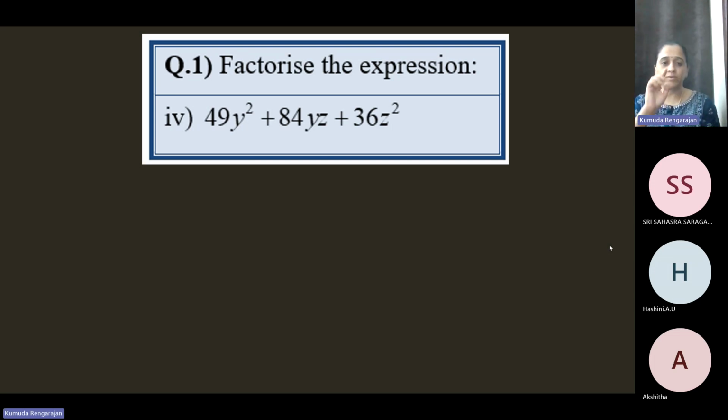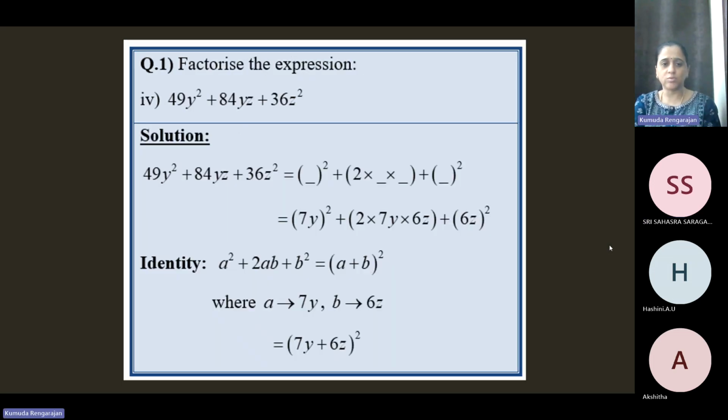Akshita, what's the answer for this one? Ma'am, I had a doubt in this, so I didn't do this one. Okay. What about Hasini or Sahasra? 7y plus 6z the whole square. Correct. Ma'am, for me also correct. Very good. Everything is right.